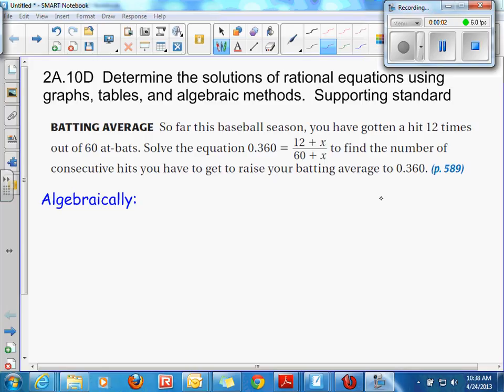So we are going to solve this rational equation that we have here in three ways. First, we're going to solve it algebraically. Then we're going to use a graph and a table on the calculator to solve it, just so you can see all three ways that we can solve this problem. So the initial equation is this.